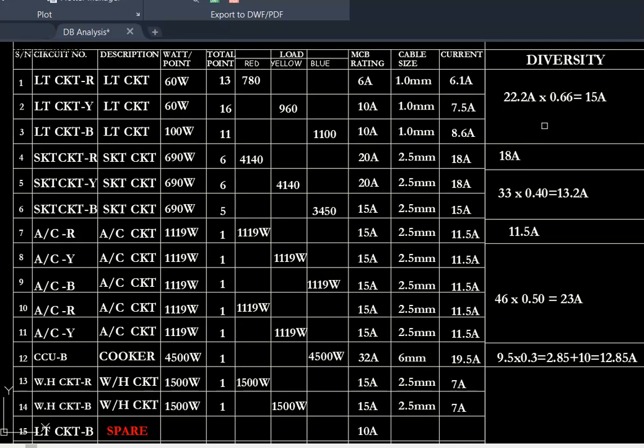Now, let me also tell you the reason for the diversity factor once again. You know that for these 3 lighting circuits, the total lighting points are 13 for circuit 1, 16 for circuit 2, and 11 for circuit 3. Now the whole of these lighting points are not going to be on at the same time. They are not going to be on simultaneously on a regular basis. So because of that, we want to reduce the cost for the end user to make the installation more cost effective.